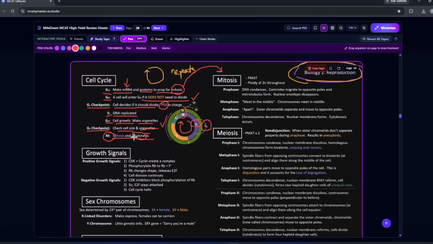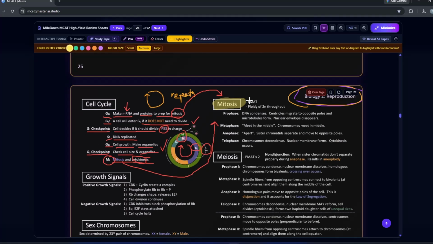Or you could just think of it as the very last stage of everything after PMAT. So I'm going to then explain mitosis and cytokinesis, because that seems like the most logical way to go about it. So mitosis is basically, like I said before, how your cell likes to reproduce. And PMAT is an acronym that you can use to help you memorize these stages, and it stands for prophase, metaphase, anaphase, and telophase. So you can use PMAT to help you memorize that.